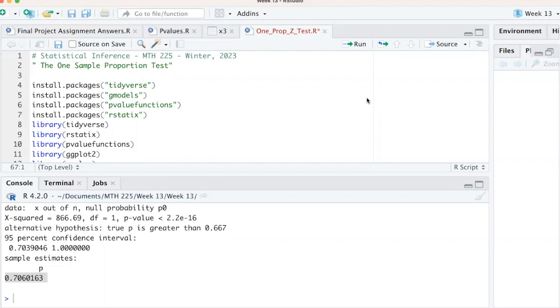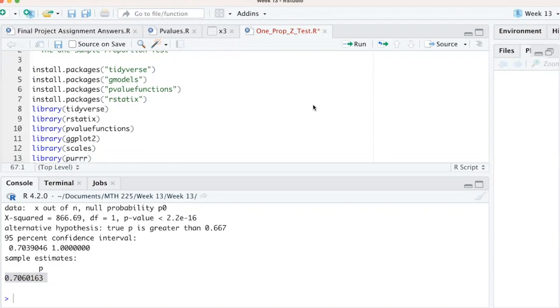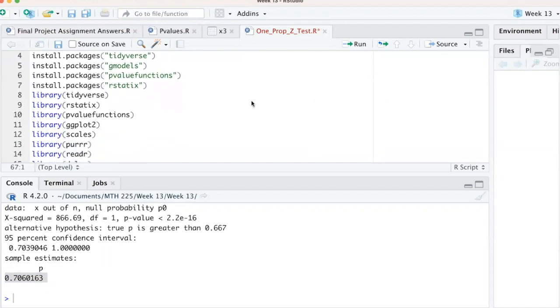One of the tests that we typically run in an intro stats course is the one sample proportion test. So I'd like to give you an example from R where it illustrates the functions and commands that you would use to run the one sample proportion test. So install the normal packages, particularly here, this p-value functions package.